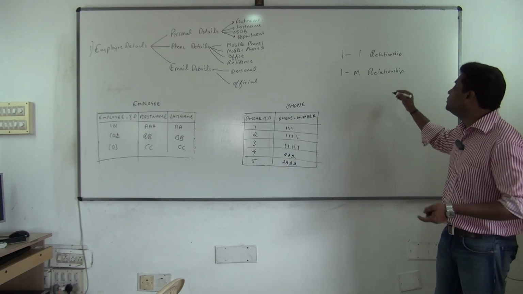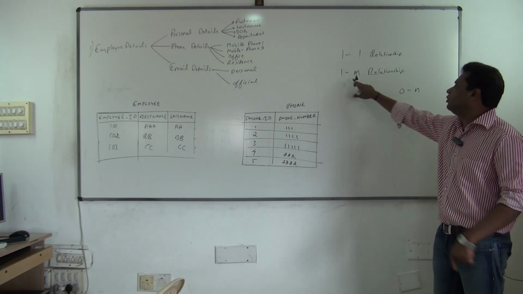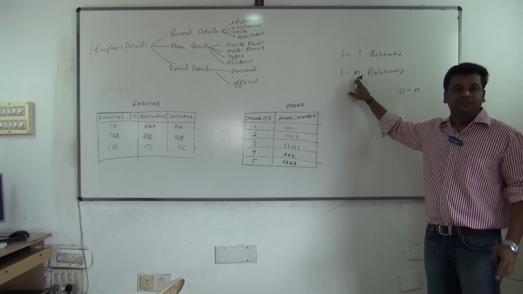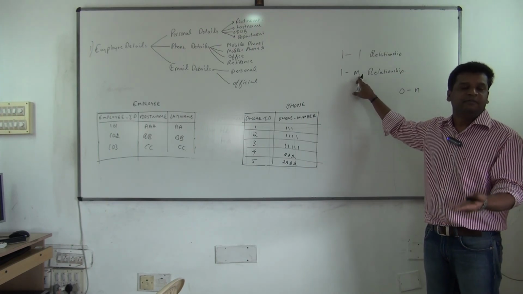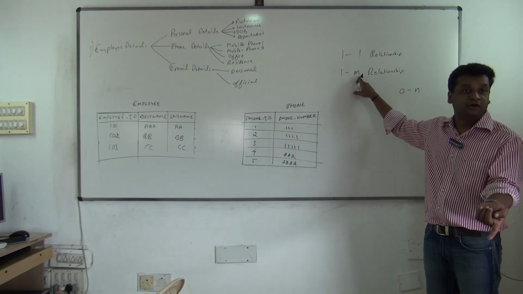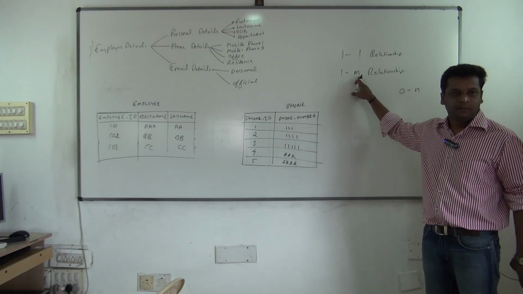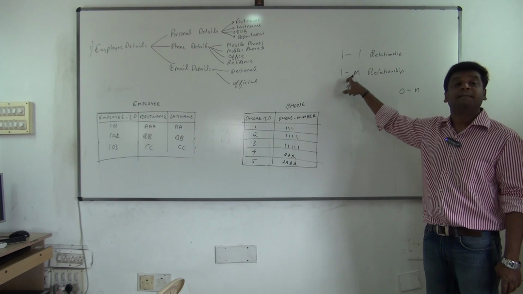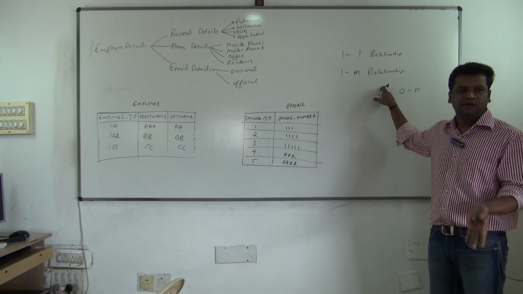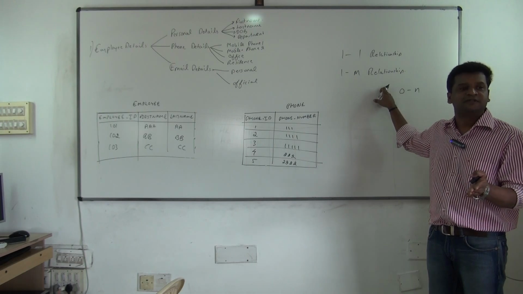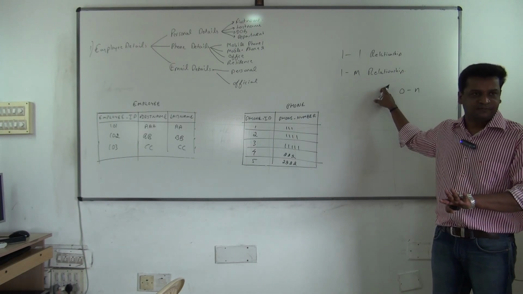That is why the range will be 0 to n when we talk about 1 to many. When we say 1 to many, the range will be 0 to n. Either you will have nothing or you will have many things. One employee is having many phones, but the range will be 0 to n number of phones.